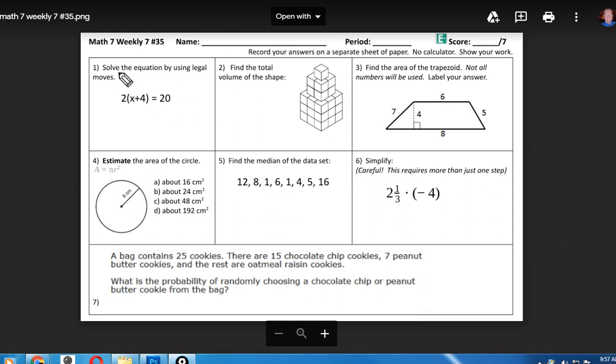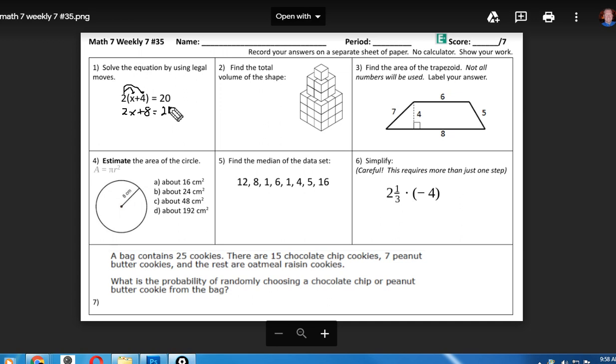Okay, it says solve the equation by using legal moves. Well, what has to happen here is we have distribution, so we have to pass that out through multiplication. So 2 times x is going to be 2x, and 2 times 4 is going to be 8. Now we have a standard equation.